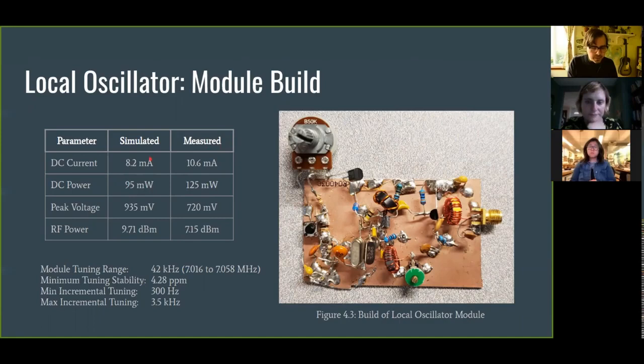Overall, the simulated versus measured was pretty spot on. As predicted, simulations tend to look a lot better than measured performance when you get all these parasitic capacitances and wires in there. For the tuning range, we actually got 42 kilohertz, which is quite a lot considering that in earlier attempts without using these external tuning elements, I only got about 1 kilohertz. So that seemed to do pretty good, and some really nice incremental tuning.